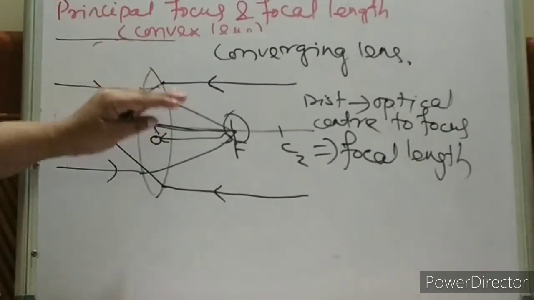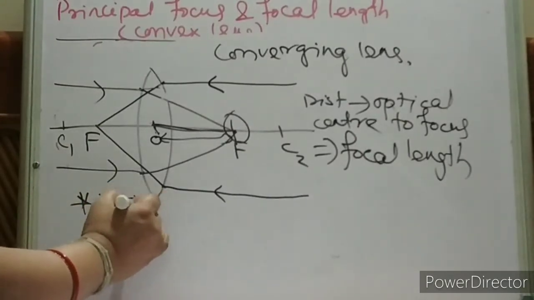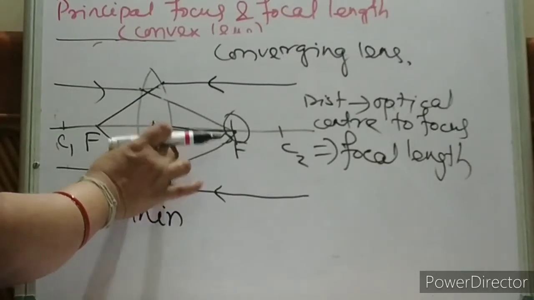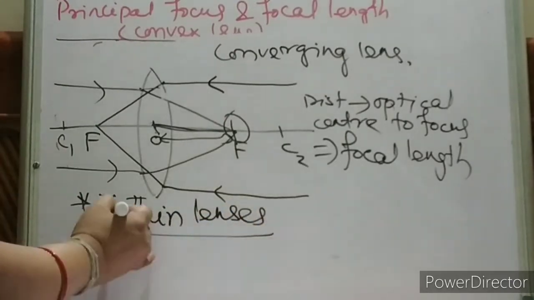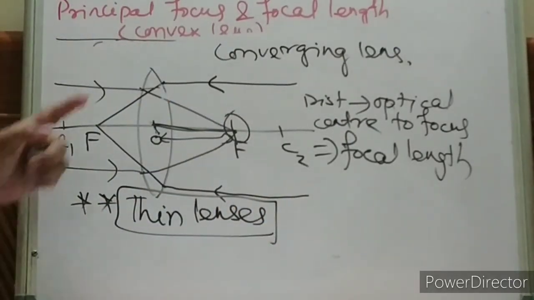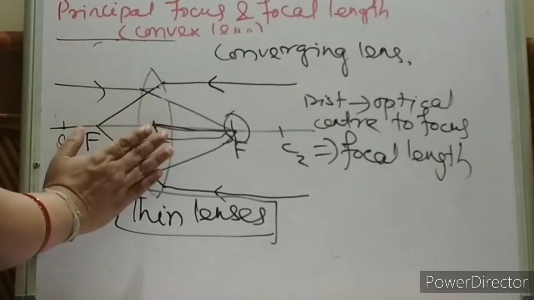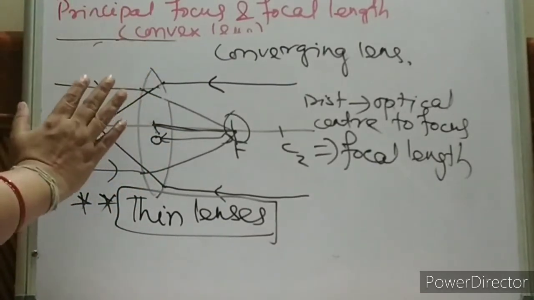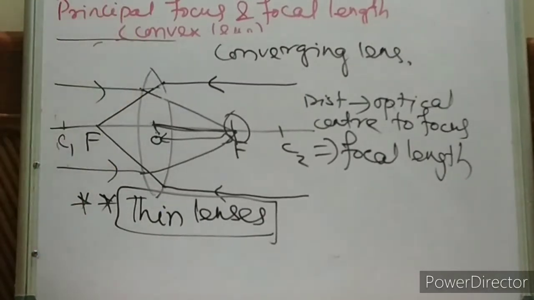Children, one point, please remember, very important: we are assuming only thin lenses. That means we are neglecting this thickness. We are considering only thin lenses. We are not discussing thick lenses. These thick lenses you study in higher classes. We are only considering the thin lens condition. Hope I am clear with this. This is all about principal focus and focal length for a convex lens.